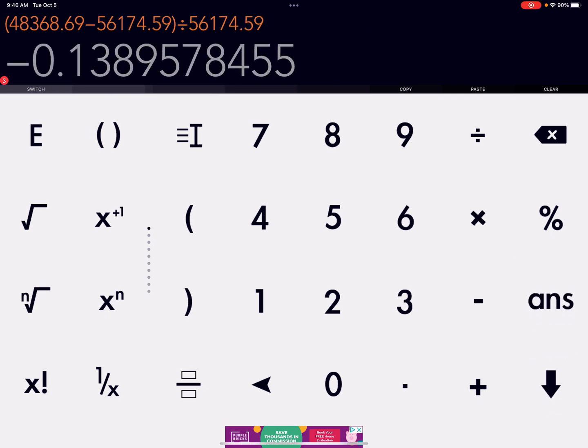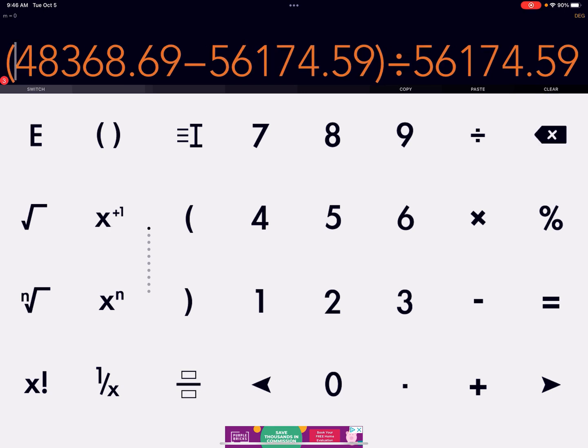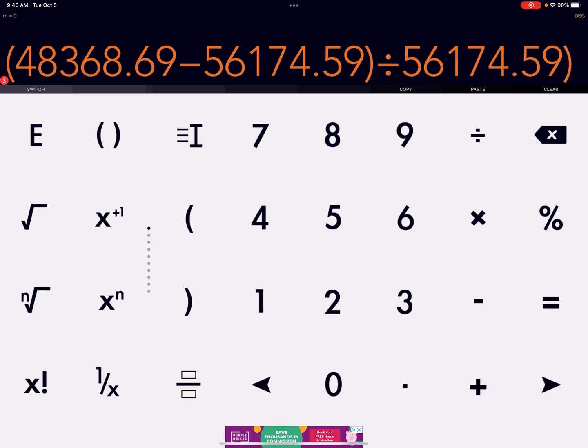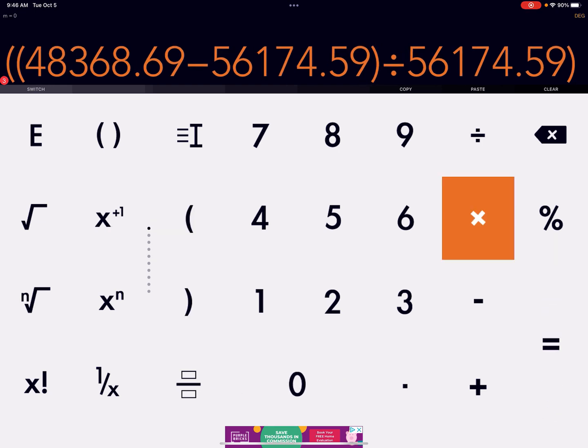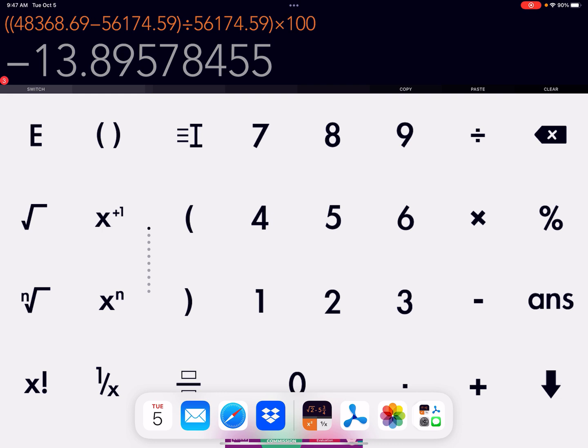All right, what do we get? So here we have a number. We want to multiply it times 100. Okay, so we took new minus old divided by old times 100. And what we get is a negative 13.90 if we're doing two decimals.